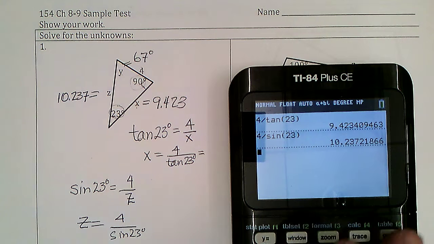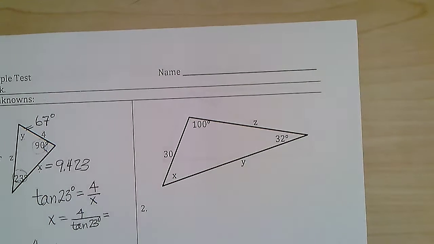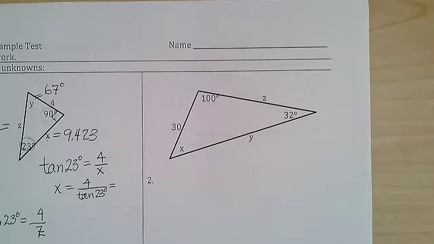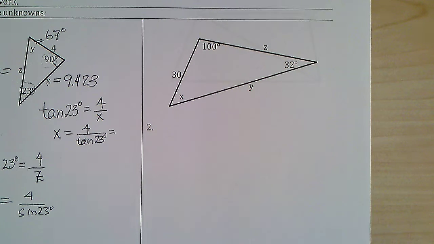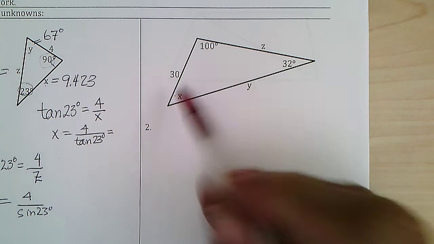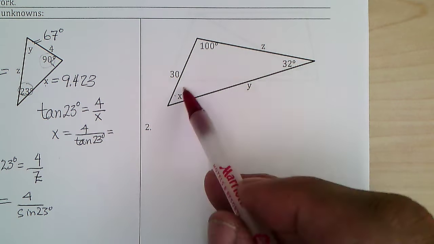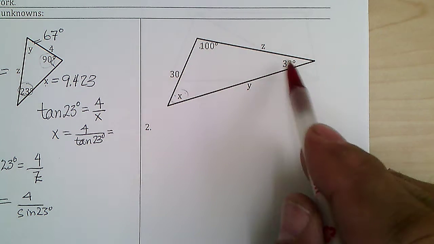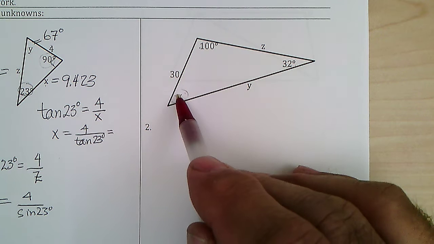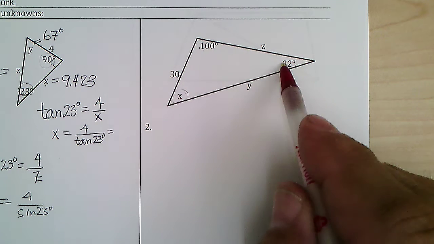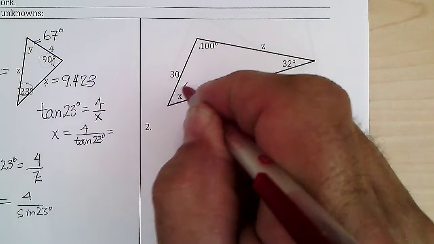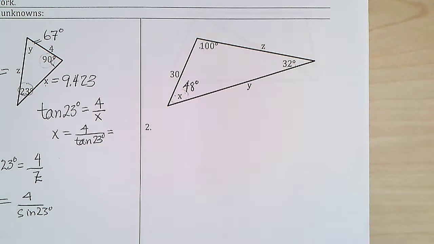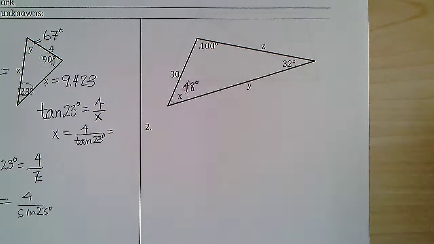Okay, there's 1. And now let's go to 2. Now 2, if I want to find x, let's see. Now, I don't have a right triangle, but x, I got 2 of the 3 angles, so I take these from 180 to get this. So 132 from 180 is 48 degrees. I got all the angles and one side.